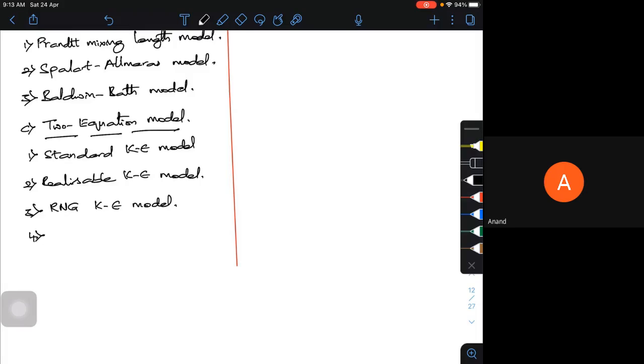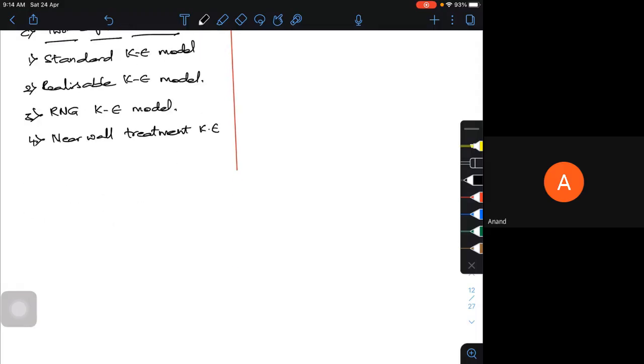Sometimes we need to capture what's happening near the surface of it actually. So we have one more K epsilon model for near wall treatment, the near wall treatment K epsilon model. So these are some of the models which have been used extensively under the eddy viscosity models. If you want, you can look into the K omega models also.